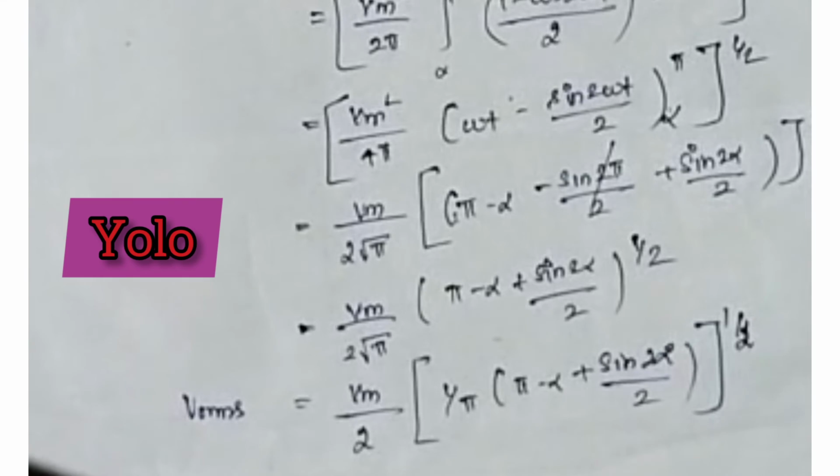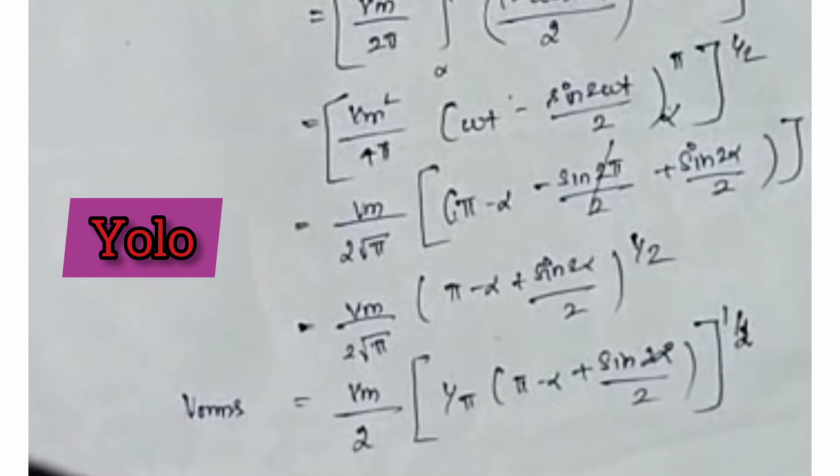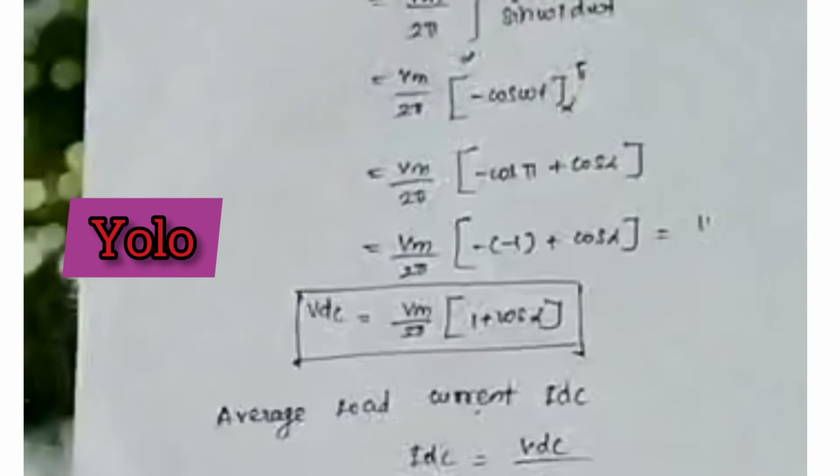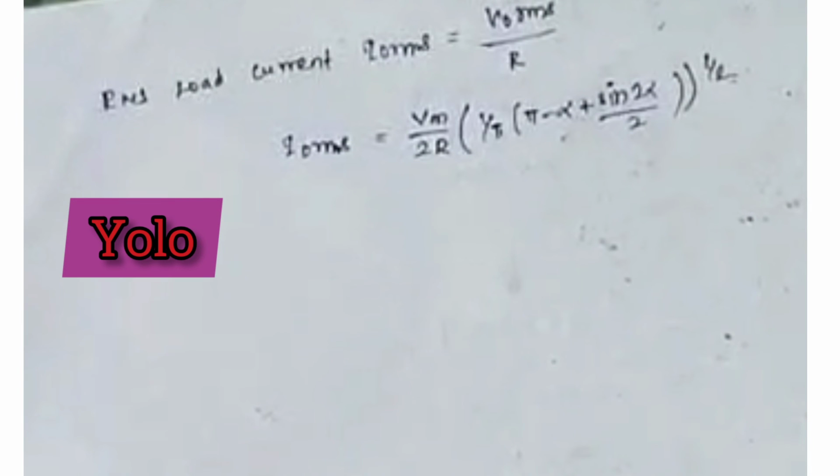Next we can find IRMS. IRMS equals VRMS divided by R. So now we put in the equation of VRMS and we can get the IRMS equation.